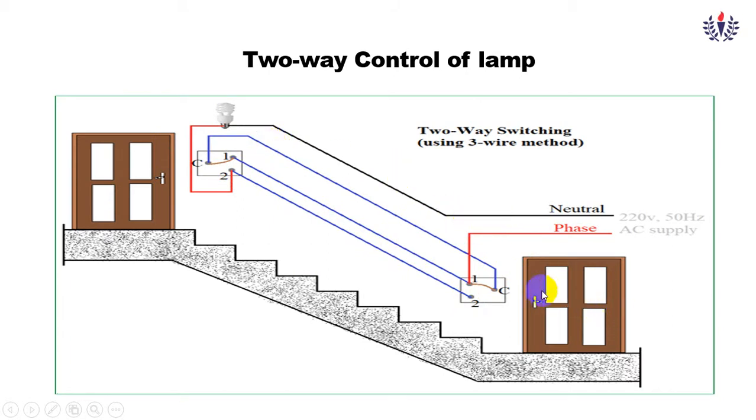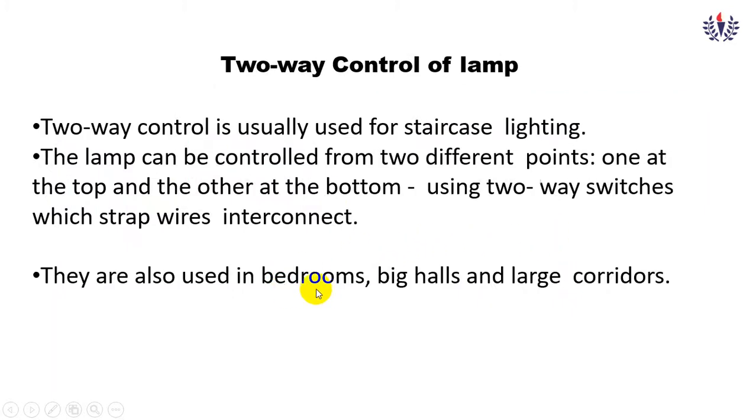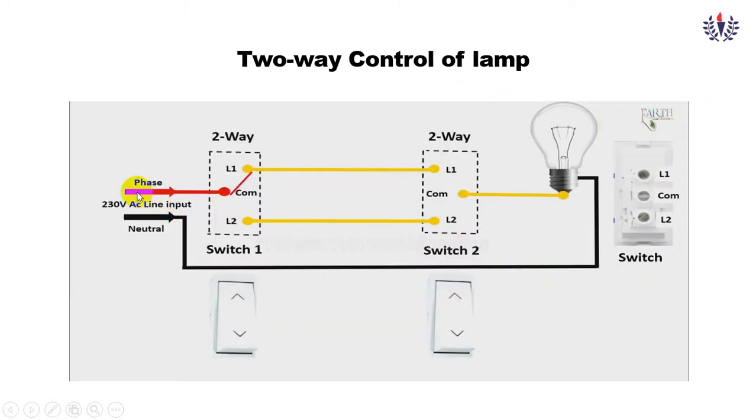So here we can switch it on. Here also it should be in the lower position. If both are in the lower position, through the common the lamp will be on, otherwise it won't. So here you have a little clearer idea. This two-way control is used especially for bedrooms and also large corridors. Here you can see the phase is connected to the common, and the lamp is connected to the common.